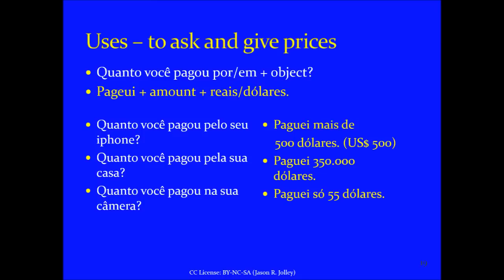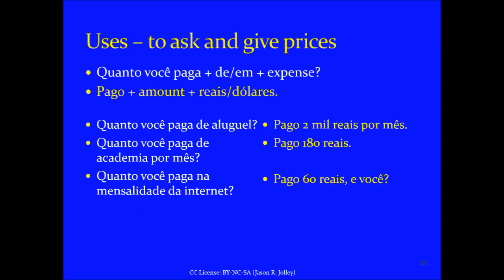Here I'm using the preposition em, in, plus the article a. Quanto você pagou na sua câmera? But I could say pela sua. Paguei só $55. I only paid $55. So again, I'm using past tense forms here. Quanto você pagou? What did you pay? Eu paguei. I paid.